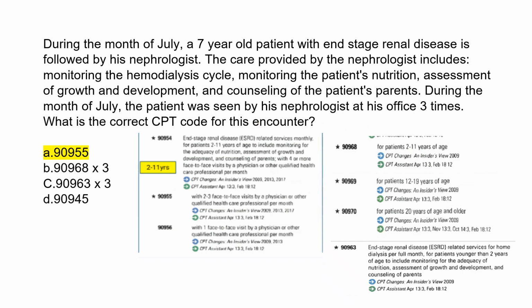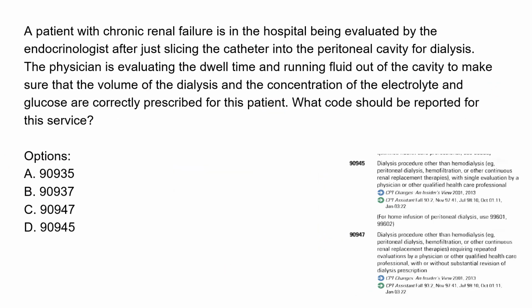So yes, A is the correct answer, because we are going to take the full month service, and the full month service code we write only once. And those codes are age sensitive as well as face-to-face visit sensitive. So look at this code. This is for 2 to 11 years and 2 to 3 face-to-face visits. And that is what our patient's criteria is, and that's why A is the correct answer.